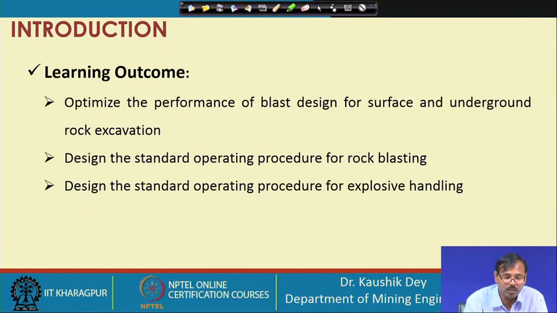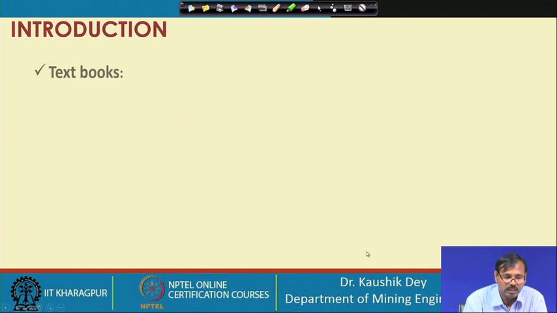That is why a standard operating procedure must be developed and followed for every blasting practice, and it is also essentially required for explosive handling. That means, from the moment you issue the explosive from the magazine, till the explosives are used in the mines for blasting and the excess explosives are returned to the magazine for storage, everything has to be handled with a standard operating procedure. There should not be any deviation allowed, and I want the people attending this course to know how to design these SOPs.